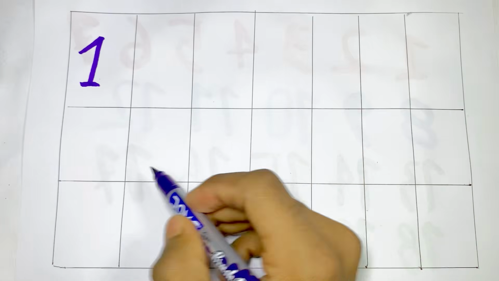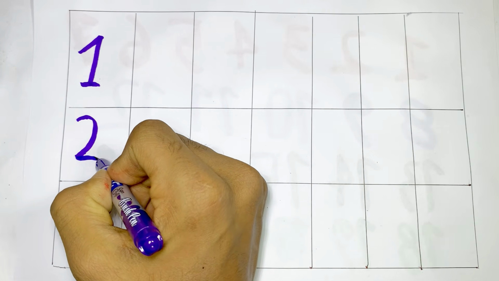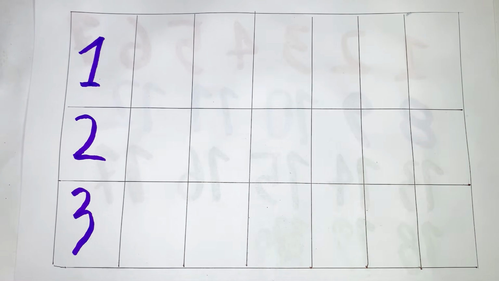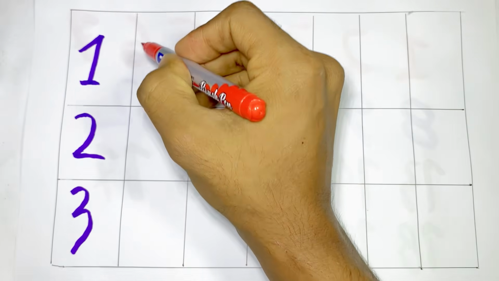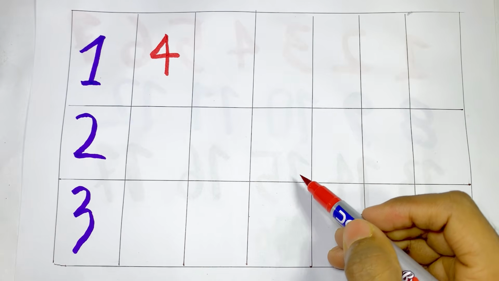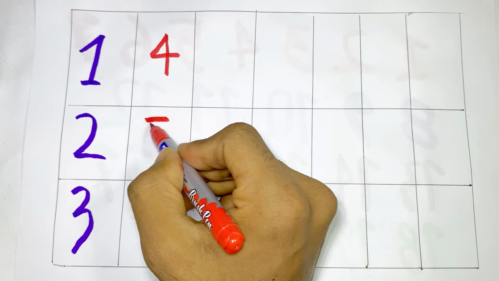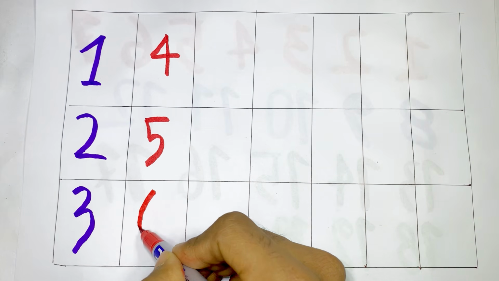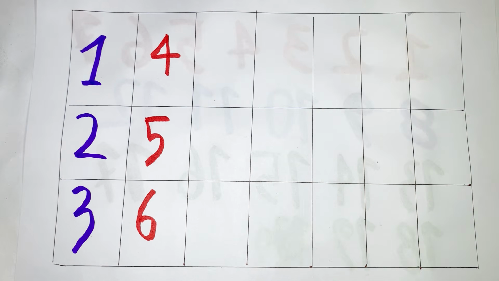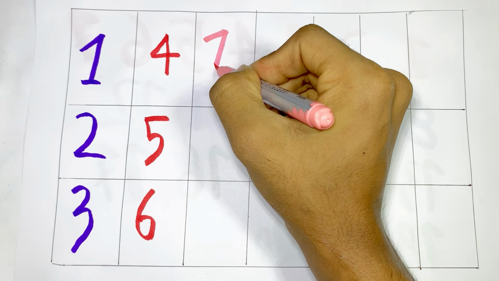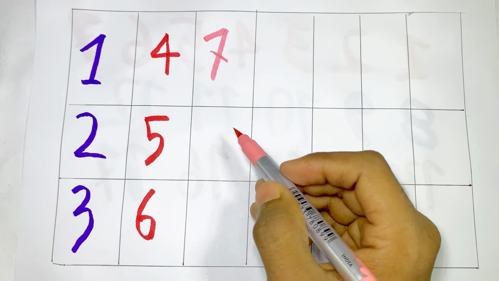1, O-N-E, 1. 2, T-W-O, 2. 3, T-H-R-E-E, 3. 4, F-O-U-R, 4. 5, F-I-V-E, 5. 6, S-I-X, 6. 7, S-E-V-E-N, 7.